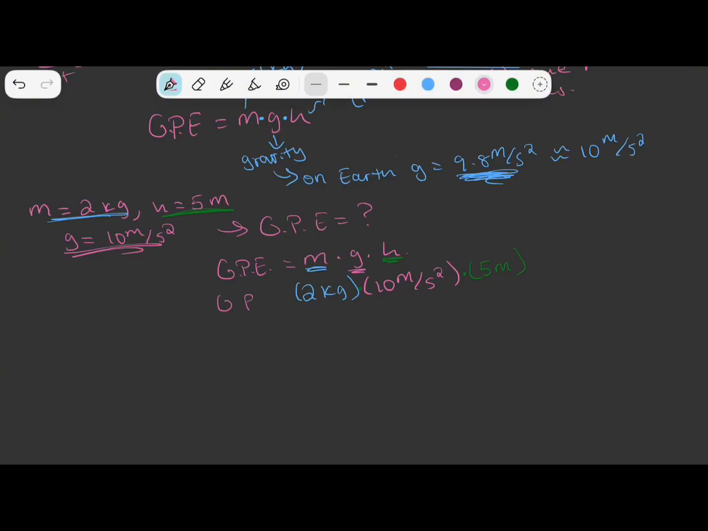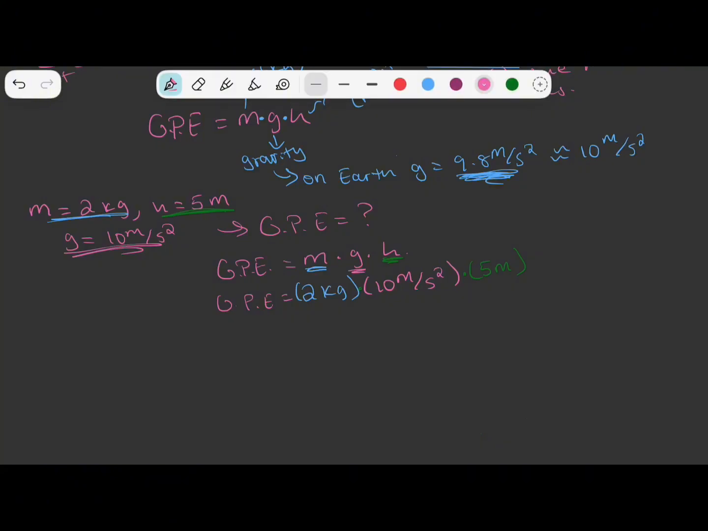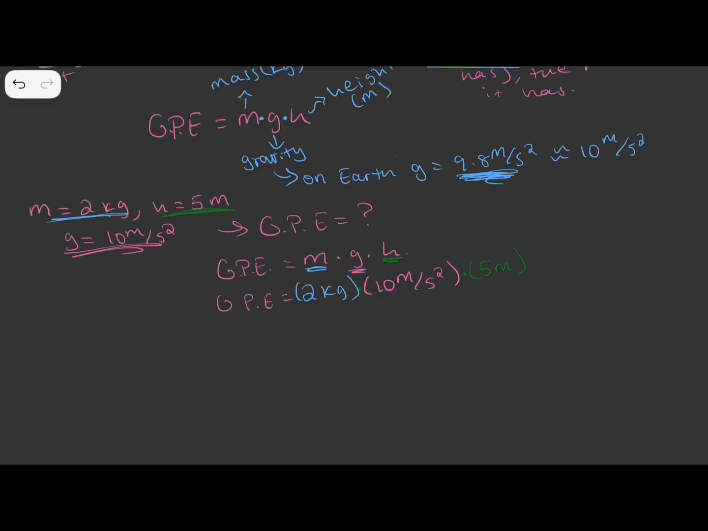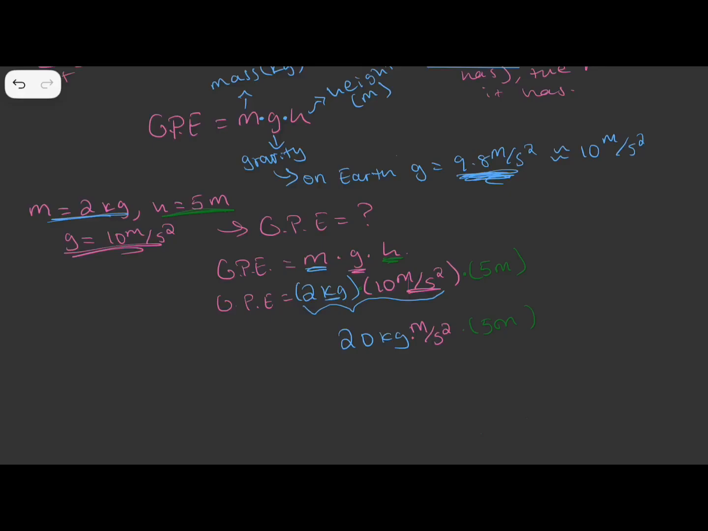GPE is equal to this. Since this is all multiplication, we don't have to worry about PEMDAS. First, what is 2 kilograms times 10 meters per second squared? What is 2 times 10? That is 20. I'm going to bring down my kg and my meters per second squared, untouched. I have not touched my 5 meters just yet. So GPE is equal to 20 kilograms meters per second squared times 5 meters.